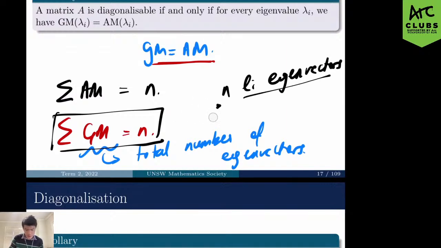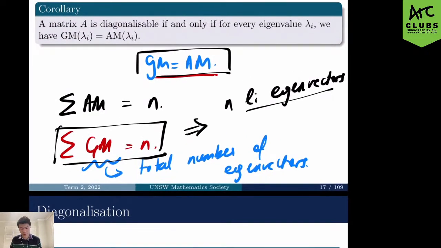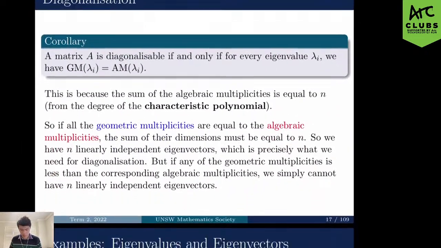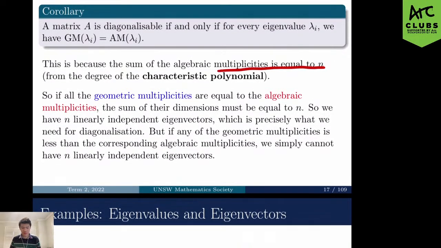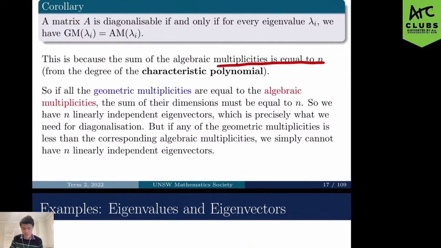I'll just write this as a proper symbol. But yeah, if we have this property hold, then we've got n linearly independent eigenvectors. Cool. So this is basically a formal way of writing that up. The sum of the algebraic multiplicities is equal to n. But if all the geometric multiplicities are equal, the sum of their dimensions must be equal to n. And that's precisely what we need for diagonalization.